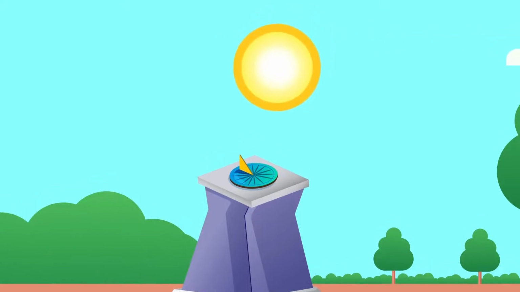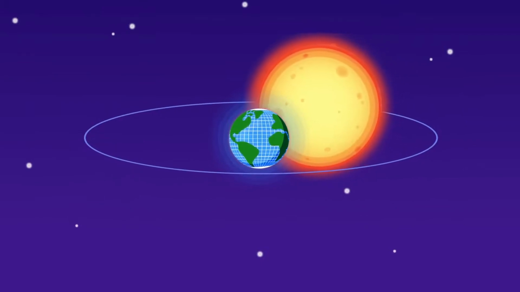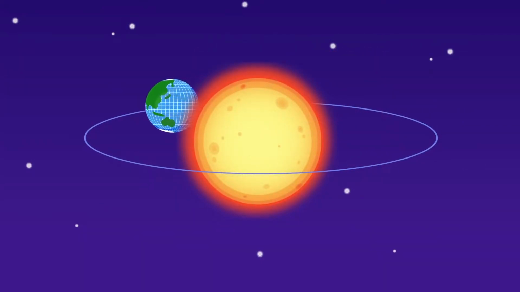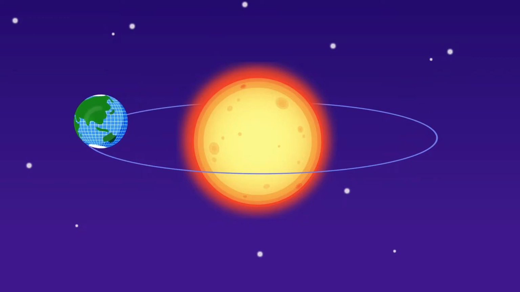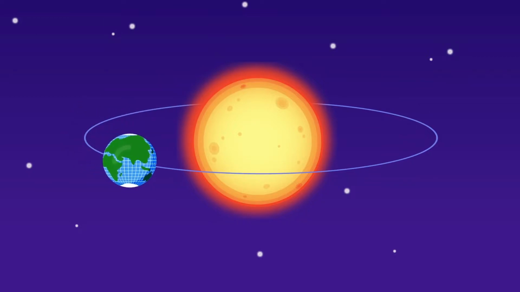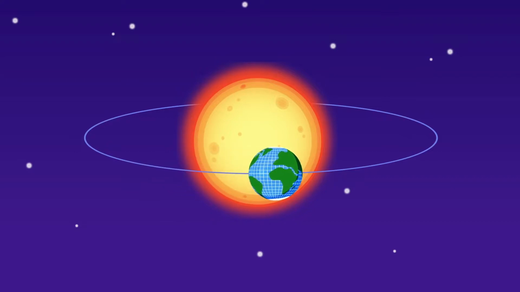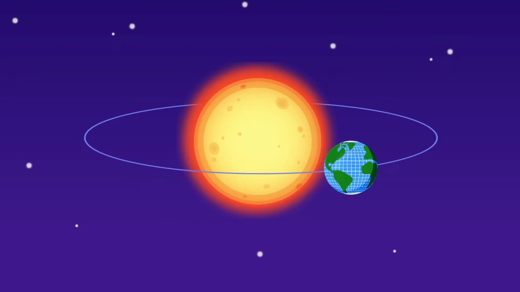If you study the position of the sun throughout the day, it looks like it's moving across the sky. But in fact, we're the ones moving. As the Earth rotates on its axis every day, the place where we're located on Earth turns towards the sun in the morning and turns away from the sun in the afternoon.